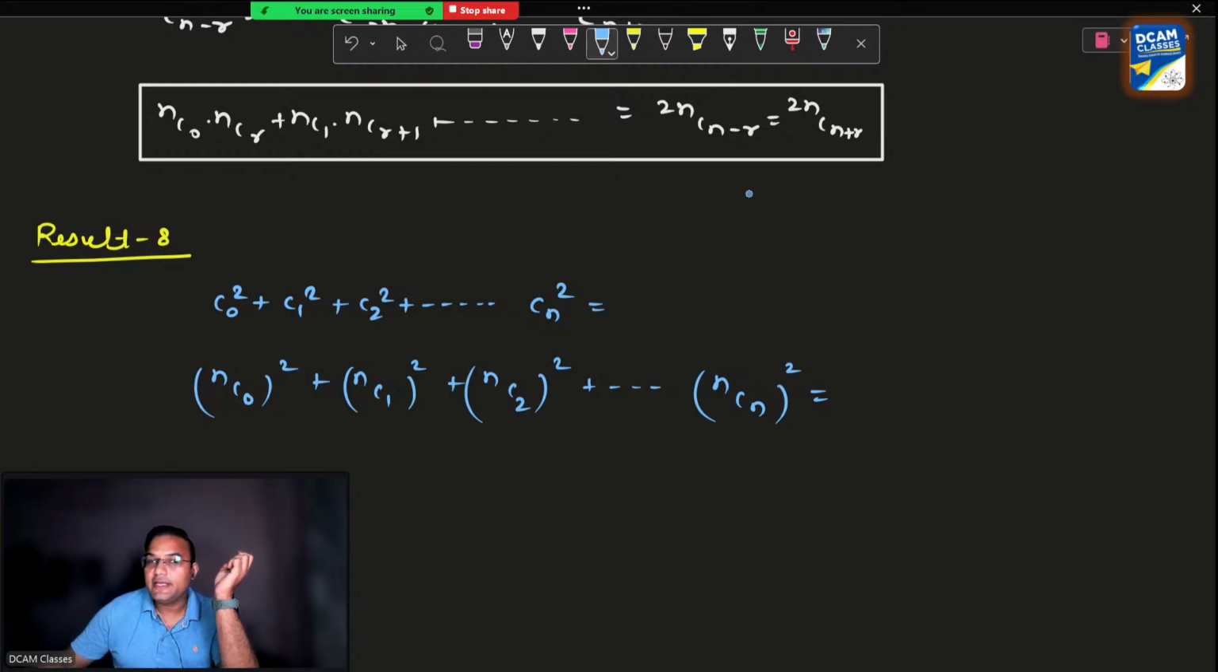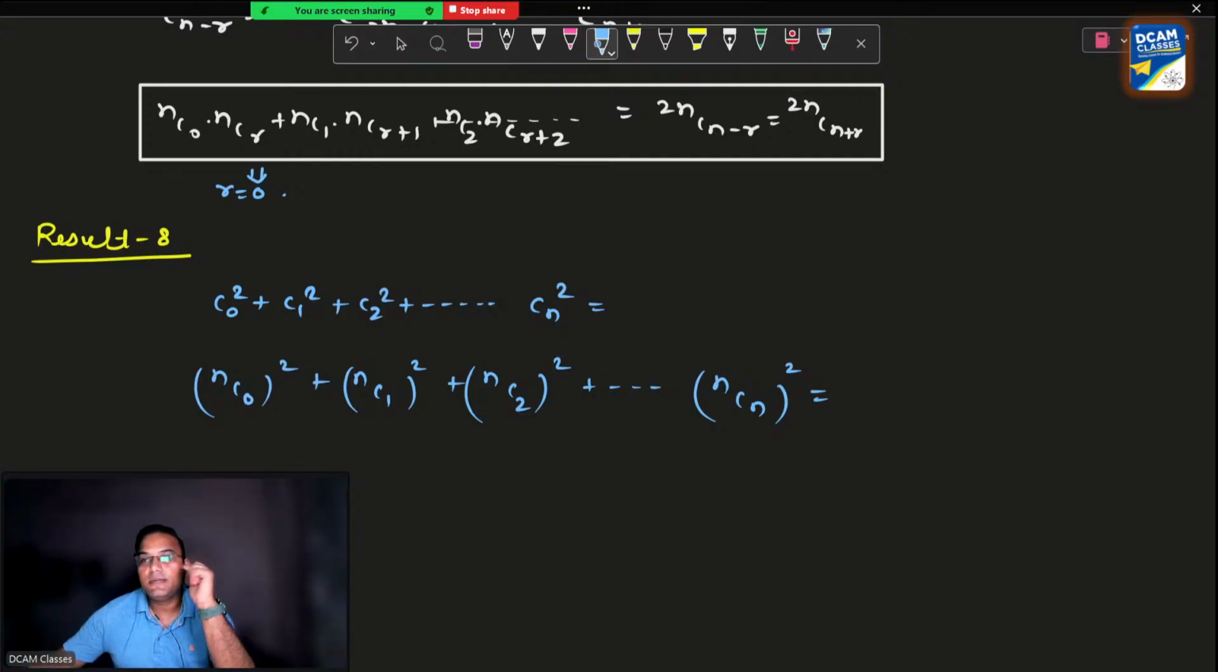See, this is actually very easy. In the above formula, if you put r is equal to 0, you will be getting this result. NC0 square plus, since r is 0, NC1 square, and here it will be NC2 into NC(r+2). If you put r is equal to 0 in the above result, you should get the result.